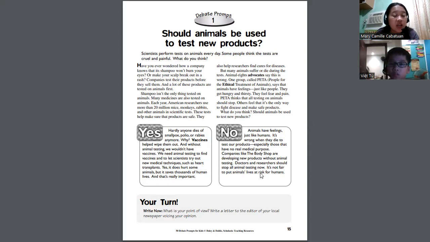So here they are against animal testing because it says here that animals have feelings too. So they're just like us, they will be hurt, especially for those that have no real medical purpose.